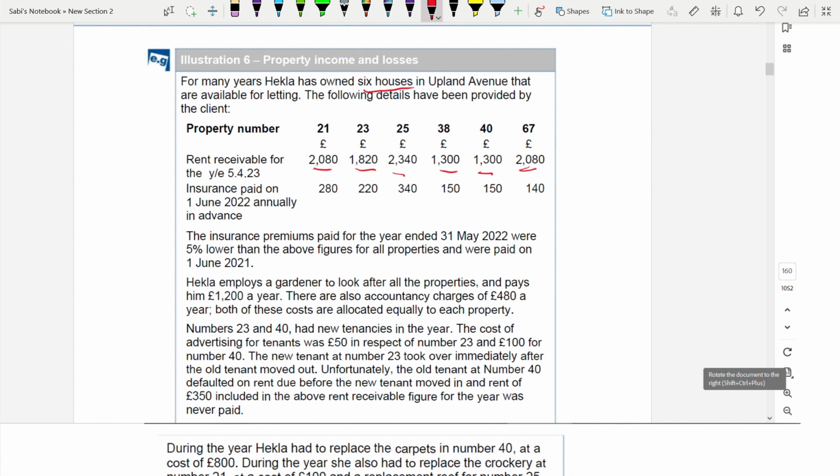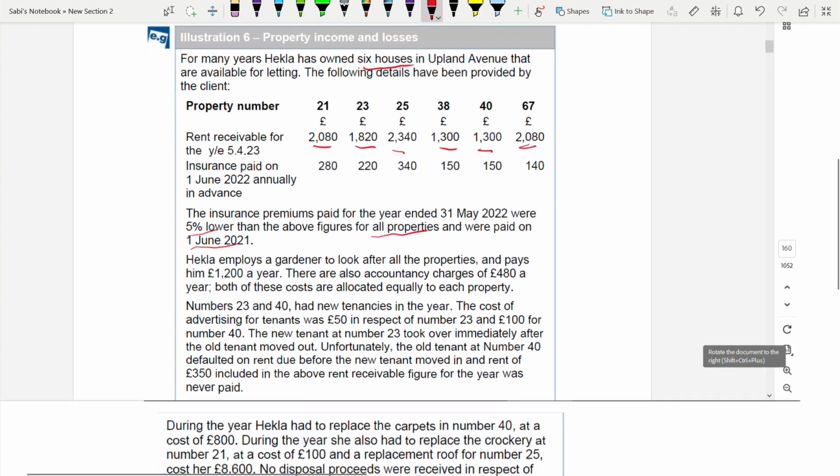Okay. So here, the interest premium paid for the year were 5% lower than the above figure for all the properties and were paid on 1st of June 2021. 5% lower for all the property. Now, Heckler employs a gardener to look after all the properties and pays him 1,000 a year. This is about expenses, okay? Accountancy charges is 480. Both of these costs are allocated equally to each property. Number 23 and 40 have new tenants. The cost of advertising for tenant is 50 in respect of the number 23. 50. This is for advertising in 23 and 100 for number 40.